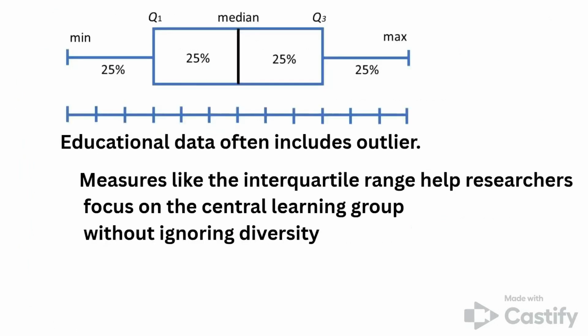Educational data often includes outliers. These outliers may represent learners who need additional support or learners who are progressing much faster than others. Measures like the interquartile range help researchers focus on the central learning group without ignoring diversity. This makes analysis more reliable and ethically responsible.